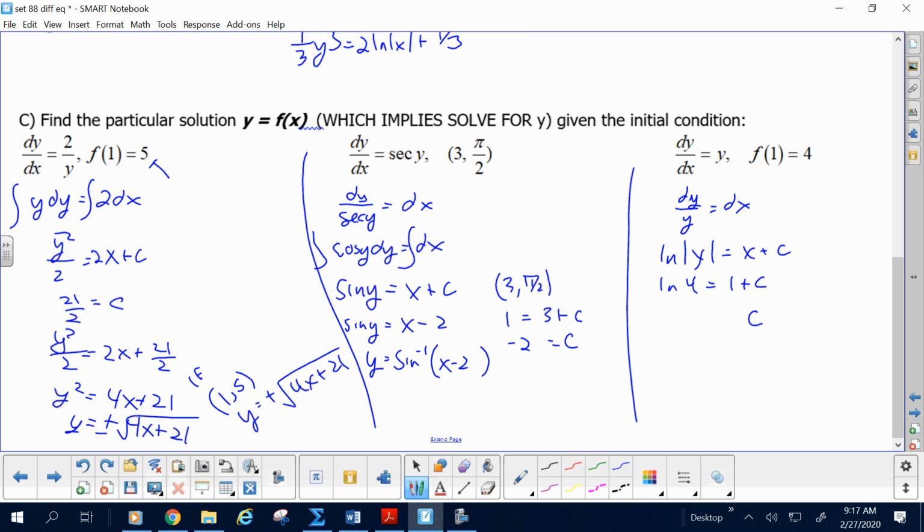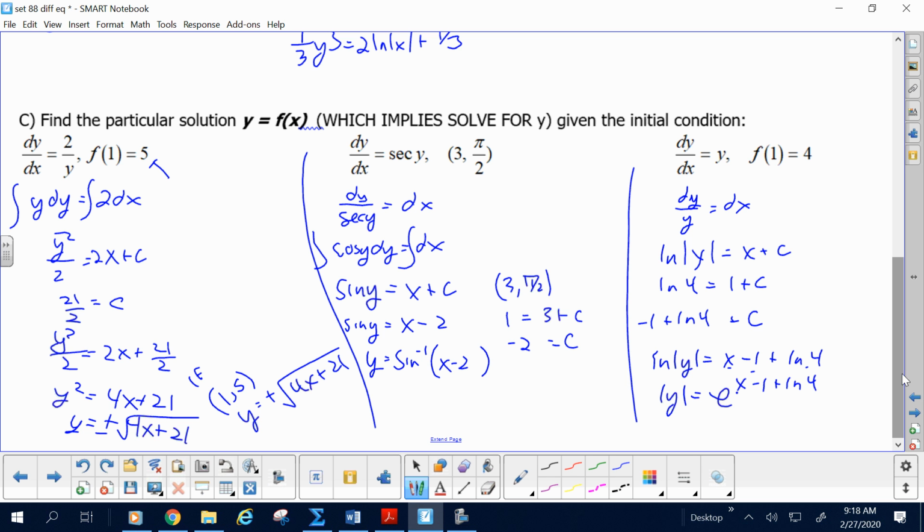Okay, so sometimes C is kind of crazy. In this case, it's a weird looking C. C is negative 1 plus natural log of 4. You follow? All right. Natural log of the absolute value of y is x minus 1 plus log of 4, or vice versa. So absolute value of y is e to the. When I e this, is it e this, e this, e this, or e the whole? It's e the whole thing, and it is different, all right?